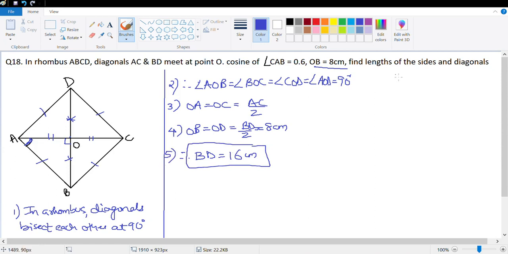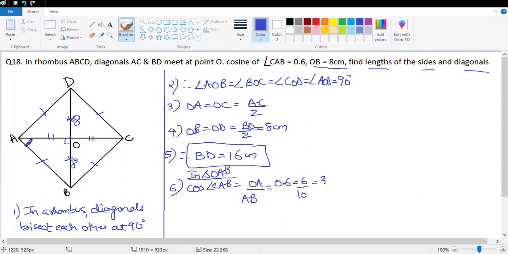What do we have to calculate? We need to calculate the length of the side and the diagonal. So we've already calculated one. This is 8, this is 8. Next, one cosine is given. So cos of angle CAB. So let's look at this right triangle OAB. So in triangle OAB, if I need to calculate cos of this angle, it will be base upon hypotenuse. Base is OA and hypotenuse is AB. And this is given equal to 0.6. I can write this as 6 upon 10, which means 3 upon 5.